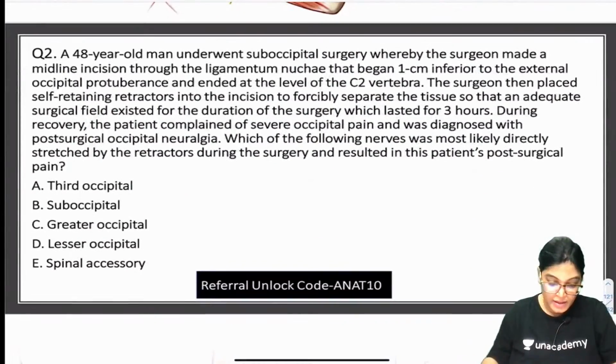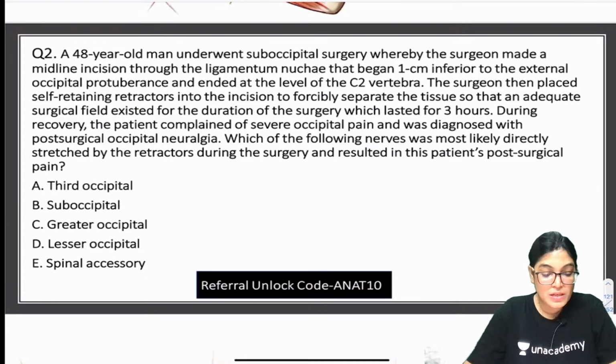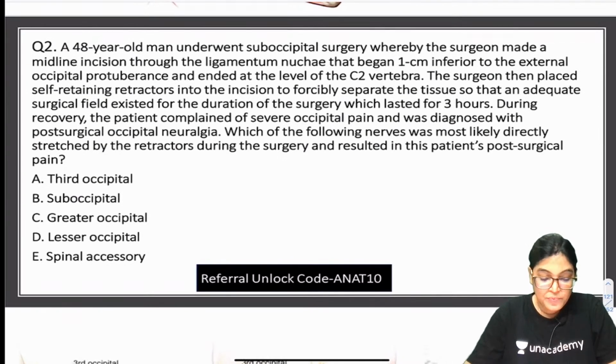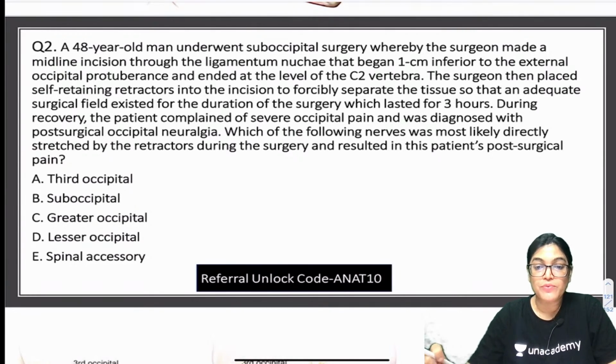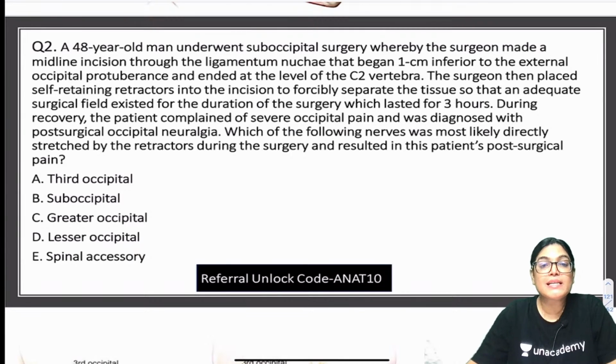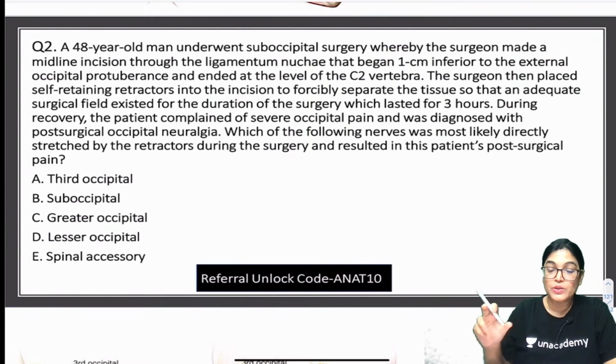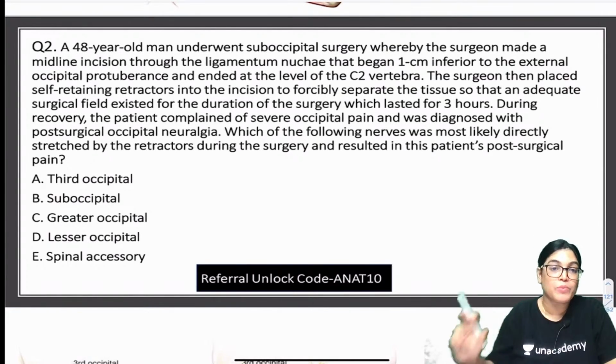This is again a clinical MCQ. Question number two. A 48-year-old man underwent suboccipital surgery. Please read each and every option very nicely. Which surgery? What is the reason? Suboccipital surgery, where the surgeon makes a midline incision. Through which ligament, my dear friends? Through the ligamentum nuchae, and 1 centimeter inferior to the external occipital protuberance.